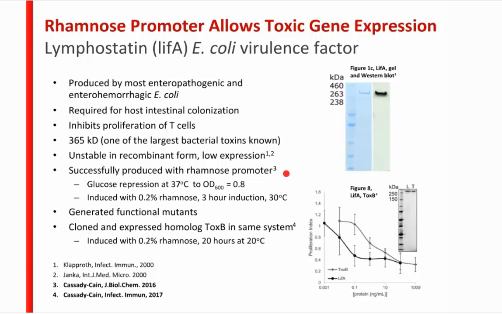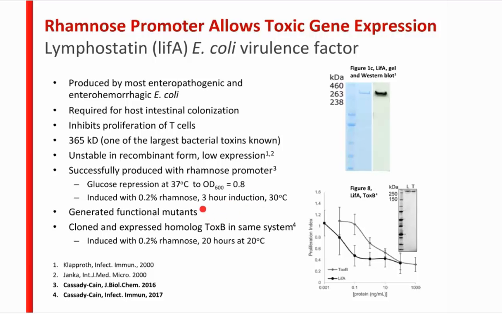And they took advantage of glucose repression. They started their cell growth at 37, grew to a low OD, and then backed it down to 30 degrees and did a short induction with a lot of Rhamnose. And that worked for them. And they were successful at this, and then they went on to generate some functional mutants of this protein.